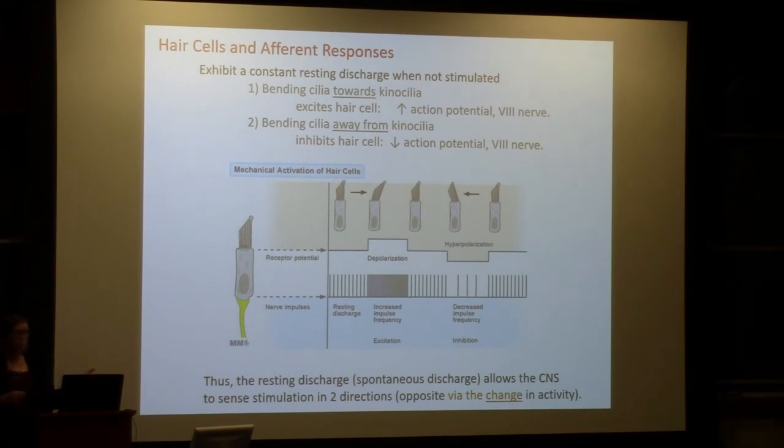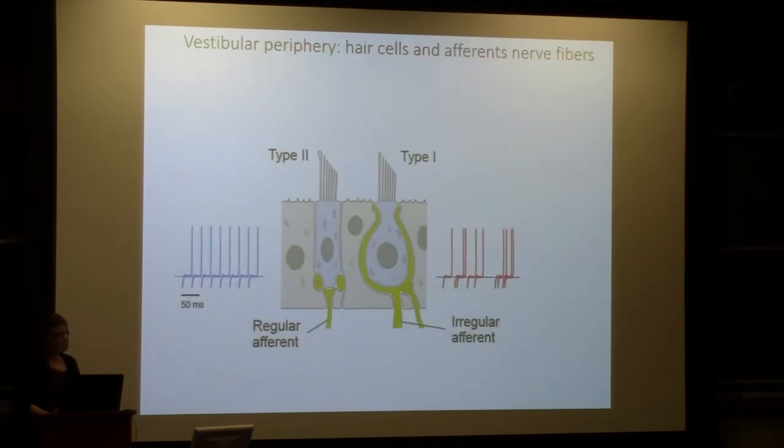It's not going to be as good as having both sides, but it allows a lot of compensation. Okay. So the other point I want to make is if we then go and record from these two classes of afferents, as I told you, their firing rates are pretty high for resting rates in the nervous system. They're 100 spikes per second.